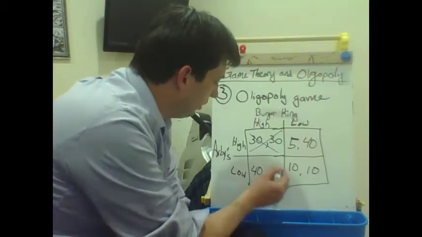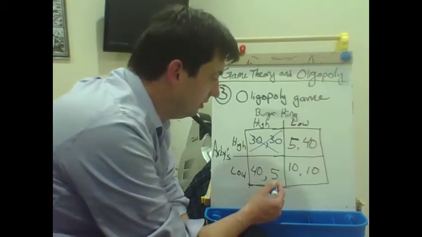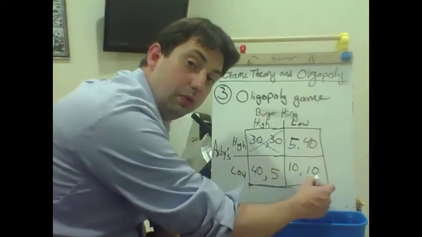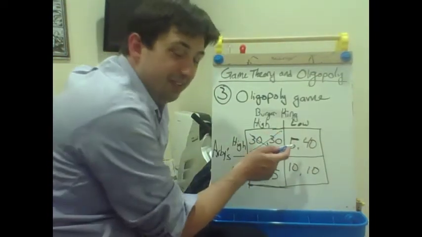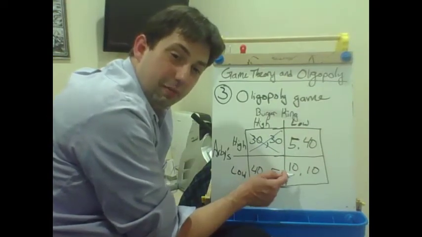Okay, well, if we're here, do you have an incentive to go low? Well, you're only making 5. 10 is greater than 5. Burger King might as well go from high to low. Similarly, if we're right here, you're only making 5, you might as well go low as well, right? Because at least you can take some of that market share back.